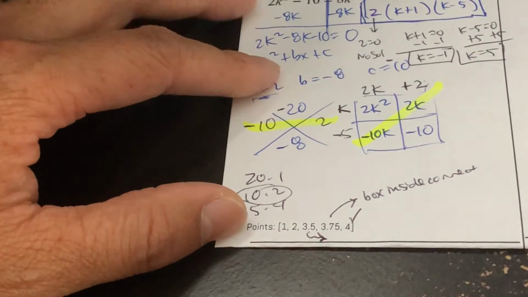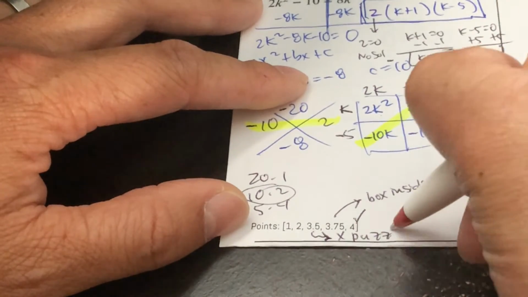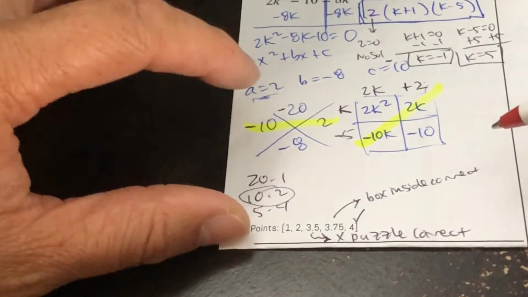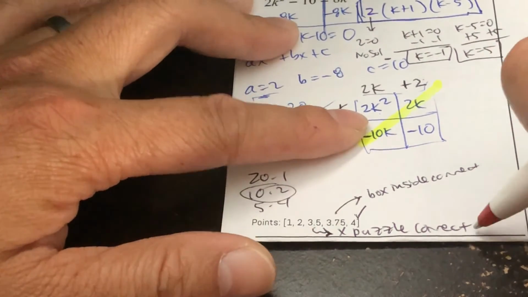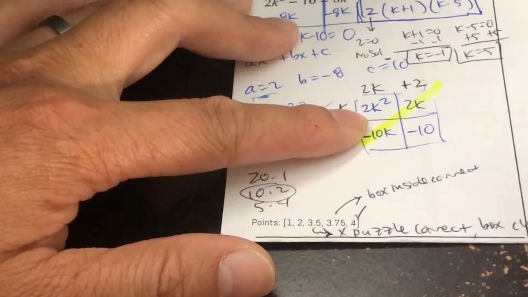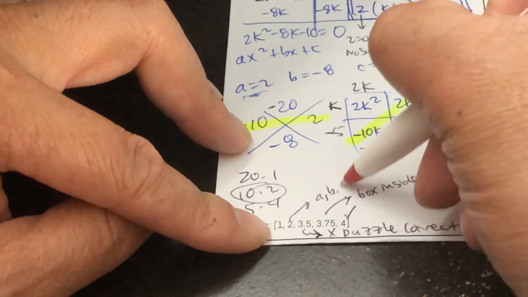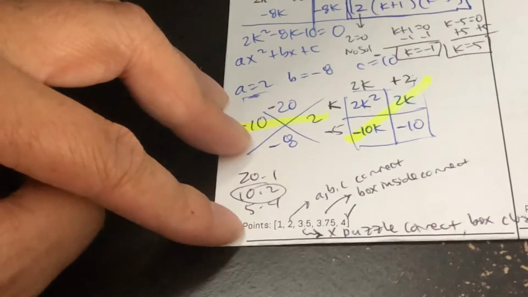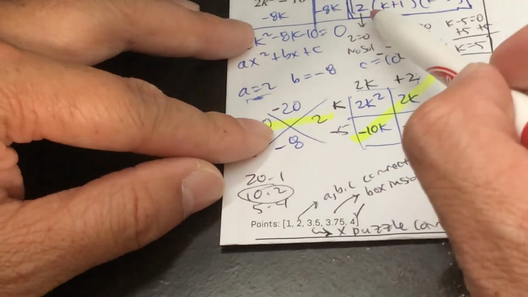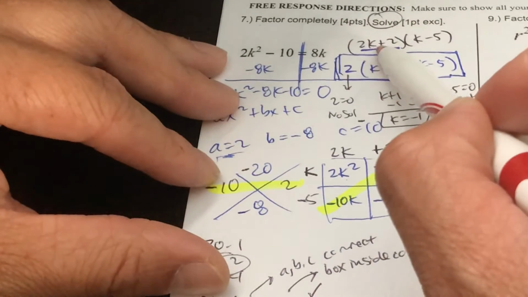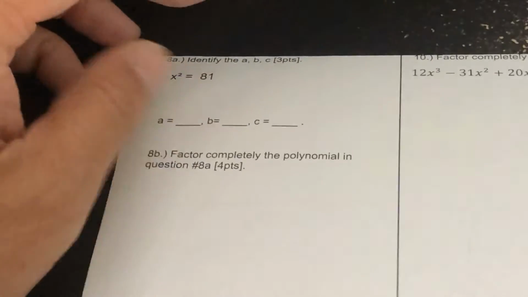Okay, 3.5. How do you get a 3.5? Your X puzzle is correct over here, and your box is close to being correct. You're going to get 2 points if you're just able to identify the A, B, and C correctly. I'm not really concerned about the GCF because it kind of works itself out. If you had left it in there, like say 2k plus 2, then I might give you like a 3.75. Let's go to the next problem.